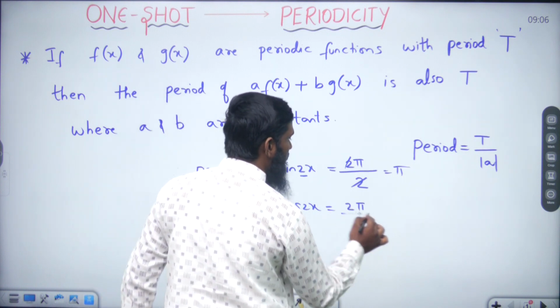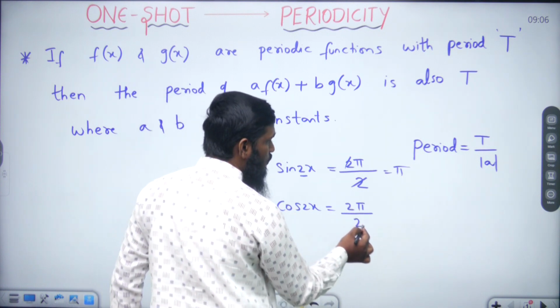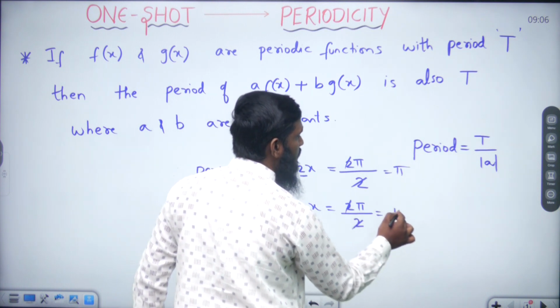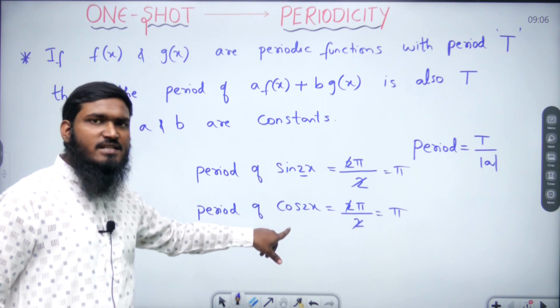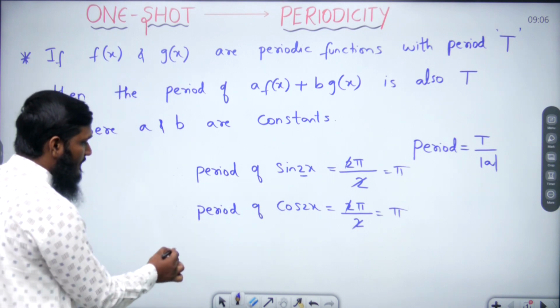So 2 pi divided by 2, this 2 gets cancelled, it is equal to pi. Okay. Separately we have taken this function f of x and this g of x. Now what is happening over here?